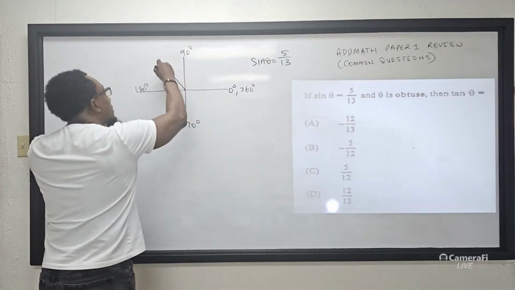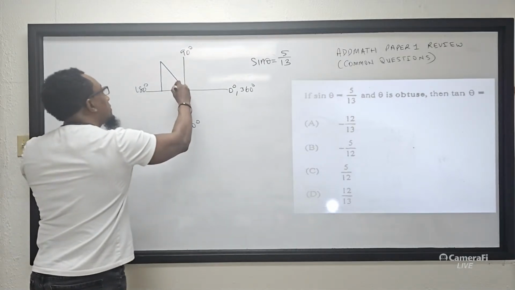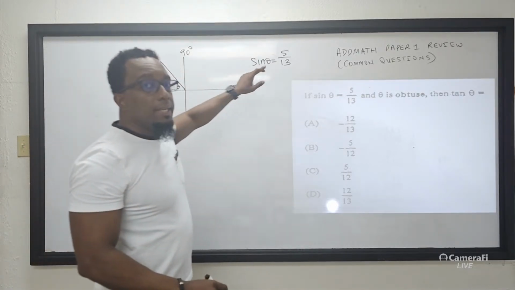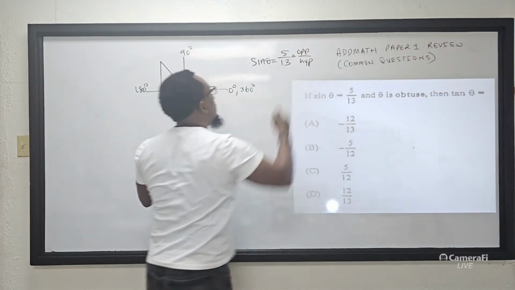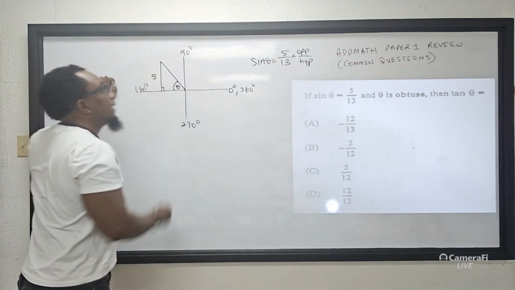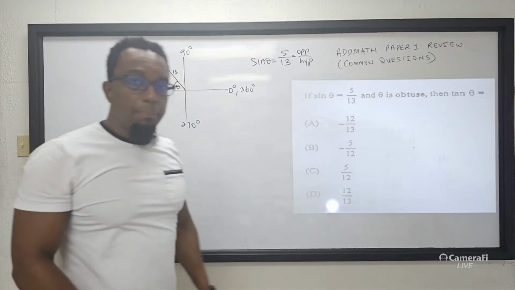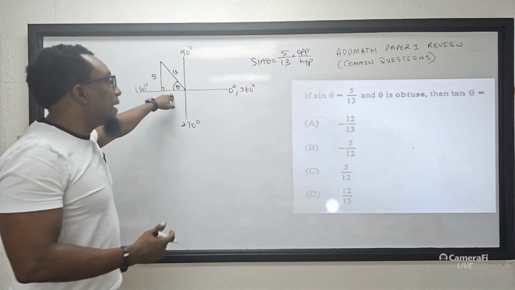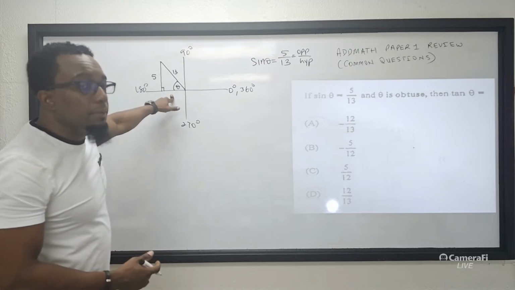We're going to create this right angle triangle in the second quadrant. This is my angle theta. Of course, if it's sine theta in that second quadrant, sine is opposite all over hypotenuse. The opposite side is the side opposite theta, which will be 5, and the hypotenuse will be 13, which is opposite the right angle. The hypotenuse is always positive. So, to find this side here, which in turn will help us to find tan theta, I'm going to use Pythagoras theorem to find this side.